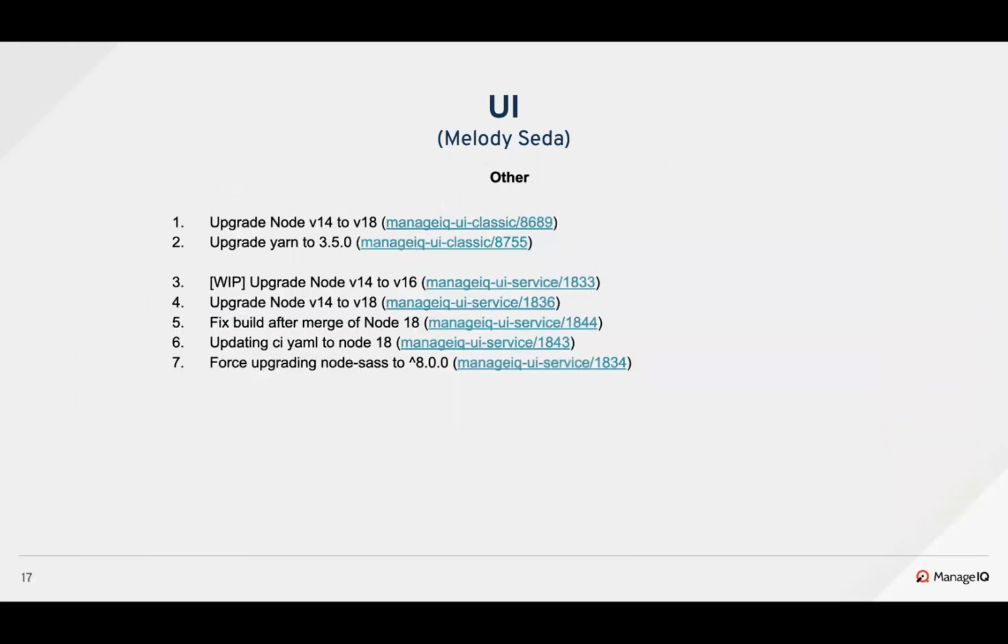And as previously mentioned, we've upgraded Node from 14 to 18. So for UI Classic, Jeffrey pushed up the main upgrade and Jason got us to Yarn 3.5 within the UI Classic repository. The same upgrades were applied to the UI service category repository, but that one had some additional follow-up changes.